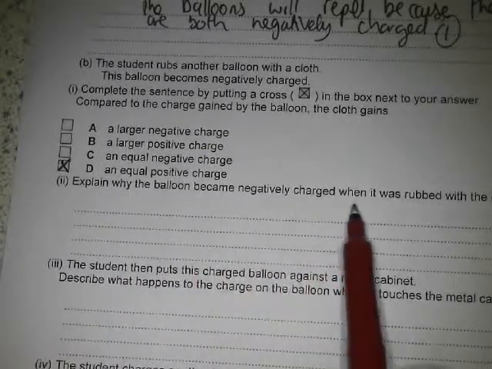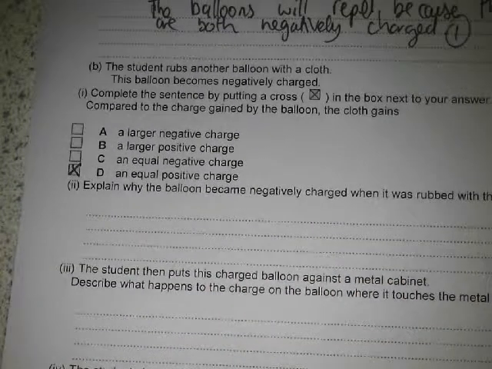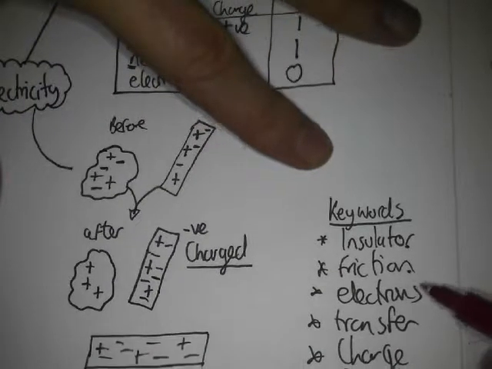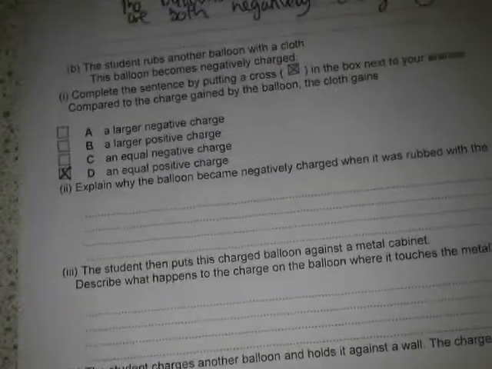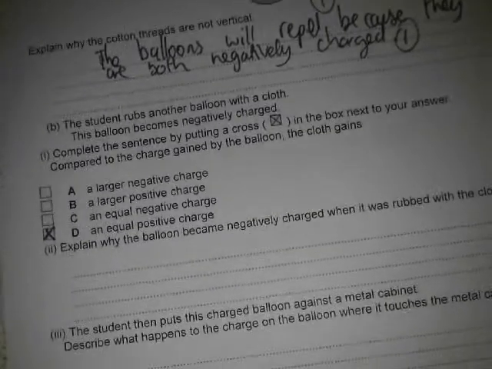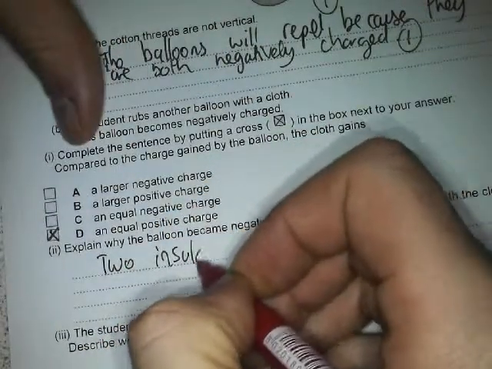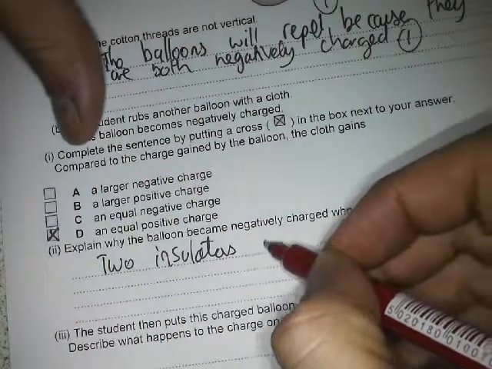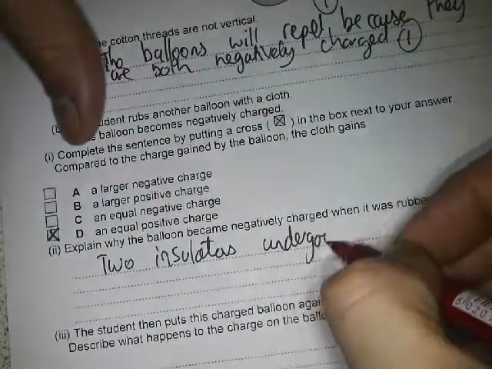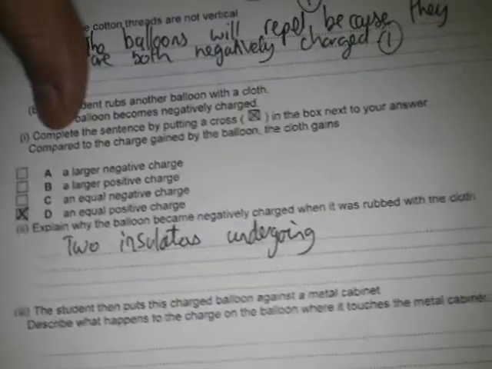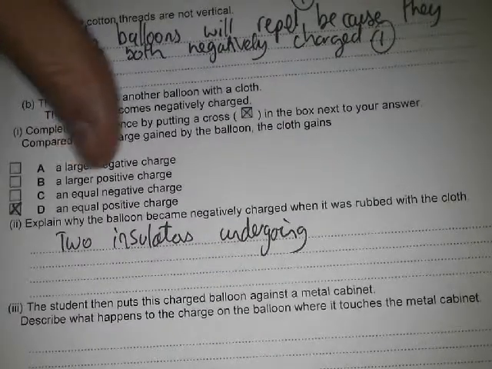Explain why the balloon became negatively charged when it was rubbed with the cloth. So, keyword box. What have we got? Insulator, friction, electrons, transfer. There's 4 points there for 2 marks. We're going to put them all in there. It's a bit of a clumsy way to put it, but I didn't think of what I was going to put till I committed myself, so I'll go with it.